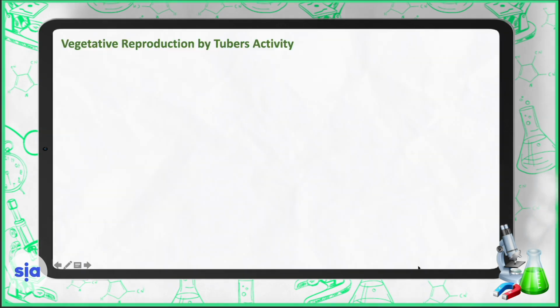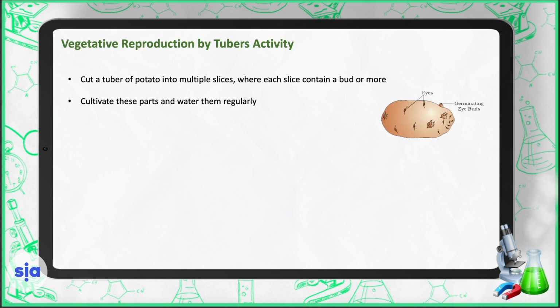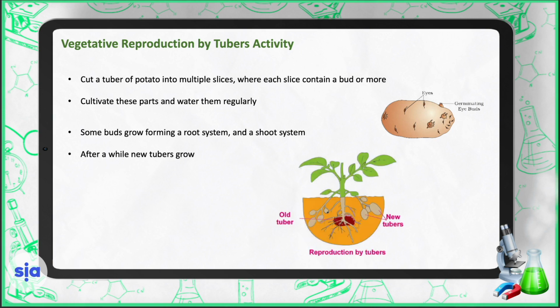A tuber is a root like sweet potatoes or an underground stem like potatoes. We are going to discuss this activity of vegetative reproduction by tubers. Now cut a tuber of potato into multiple slices, where each slice contains a bud or more. Cultivate these parts and water them regularly.